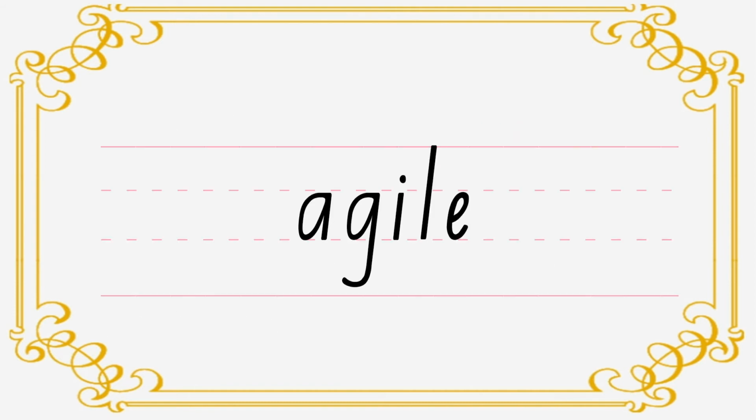Okay, agile is spelt starting with an A, and then followed by G-I-L-E for the gile sound. Keep in mind that the G here is making a soft G sound.